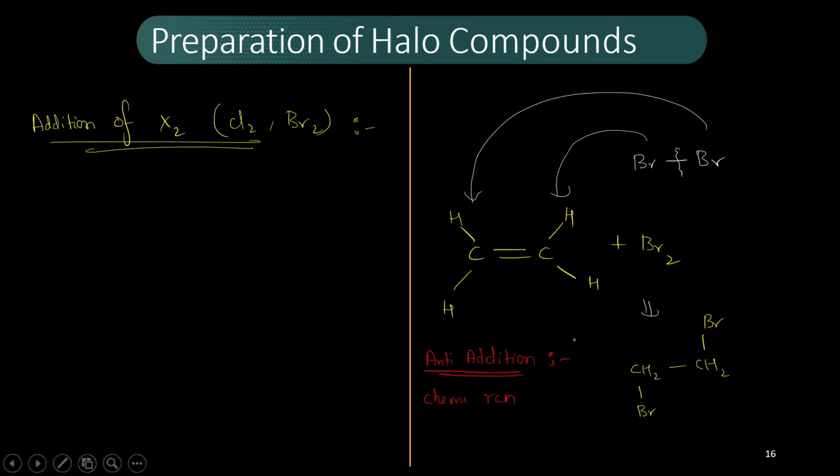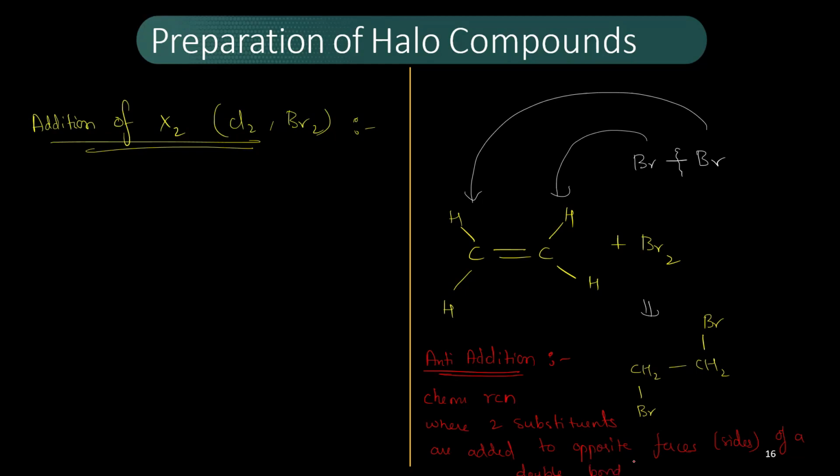Okay. So what is an anti-addition reaction? It is a chemical reaction where two substituents are added to opposite faces. Here, this bromine and this bromine are two different substituents added to opposite faces, or you can say the opposite sides of a double bond or triple bond. That we call anti-addition.